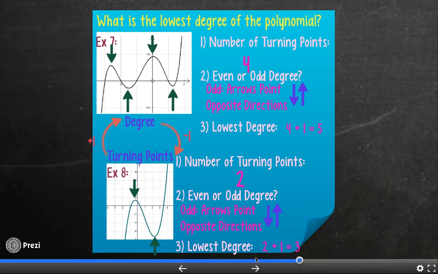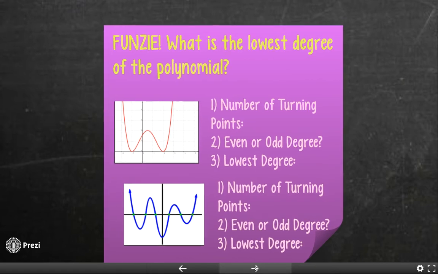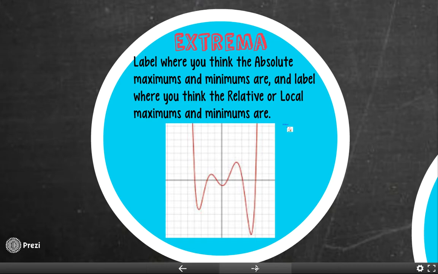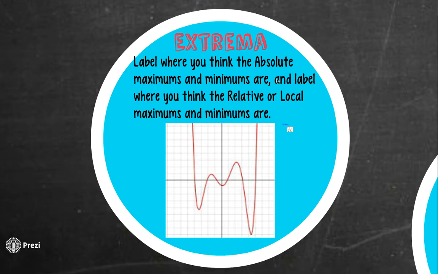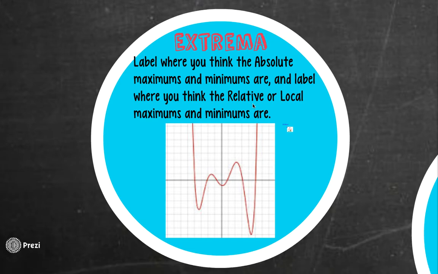Pretty nifty, right? Okay, we have one more thing to talk about. This will be the funsy we're going to do, but you got to wait on that. Okay, we have one more thing we're going to talk about in class, and this is called extrema, which are the extremes of the graph. The extrema we're going to talk about are absolute maximums and minimums, and then something called relative or local maximums and minimums.